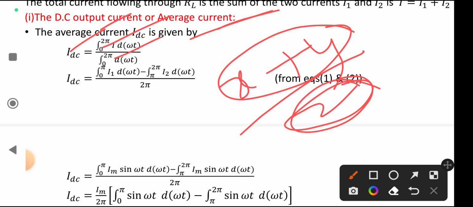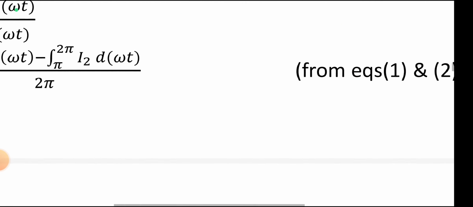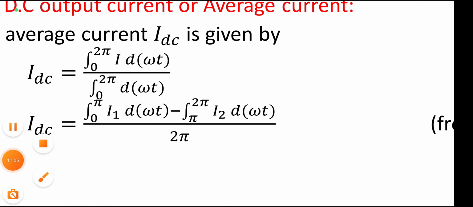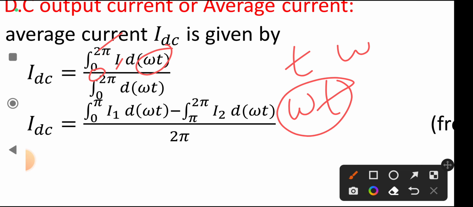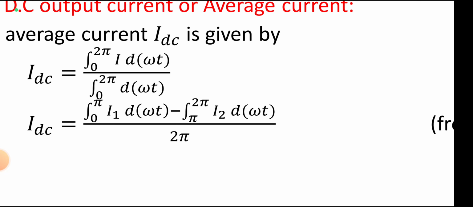and below. So above, as we have written here, it is 0 to 2 pi, since for a full cycle it is only 0 to 2 pi. So I d omega t. Here we are differentiating not with omega alone, but with the combination omega t only. So the average is the integral from 0 to 2 pi of I d omega t, divided by the integral from 0 to 2 pi of d omega t. So it is called the average.